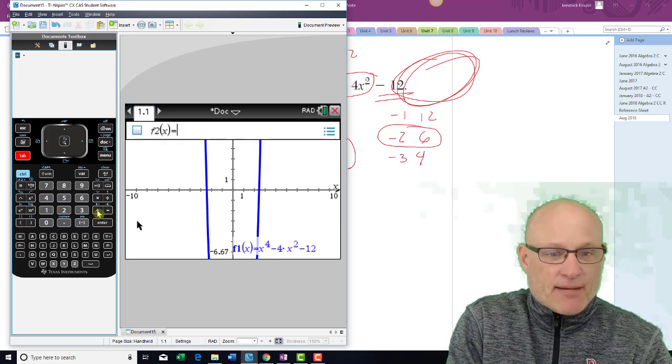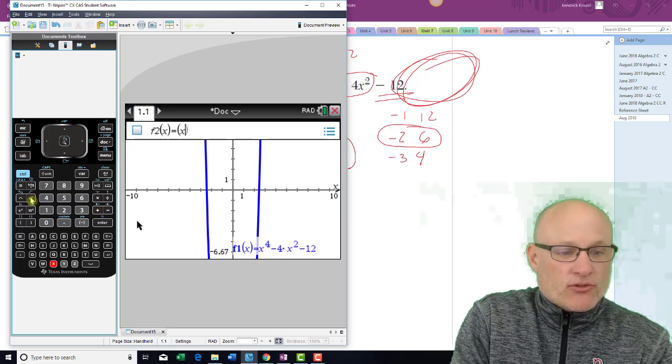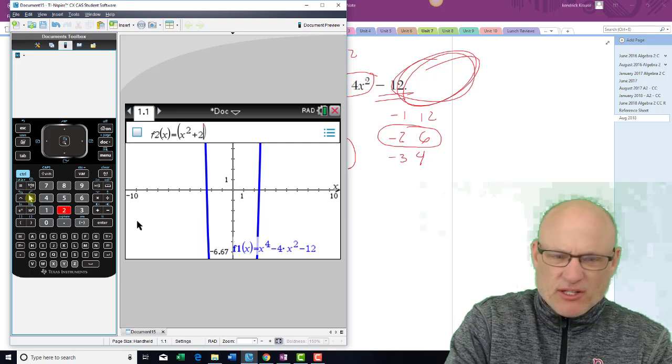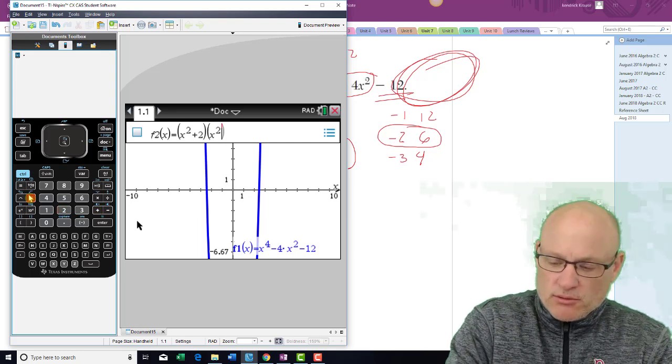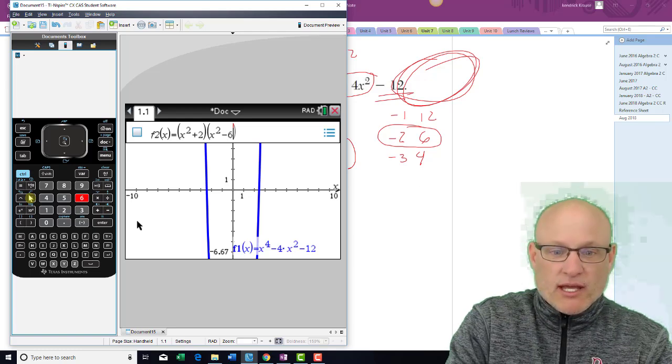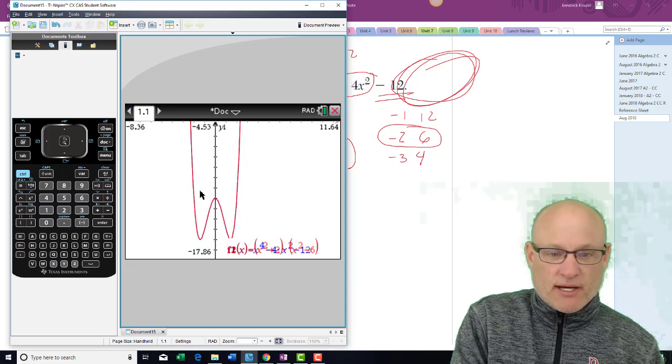And then we're going to go tab, and we're going to type in what we got. What we got was x squared plus 2, and then x squared minus 6. I believe that's what we said it was. And shabam, look at that. Maps right over it. Now, if you don't believe, go check the bottom. Go check the bottom. Look at it.